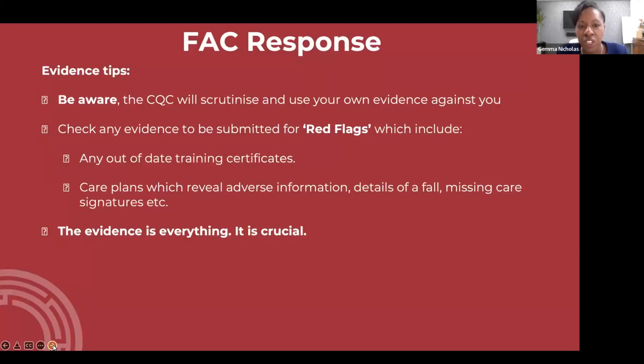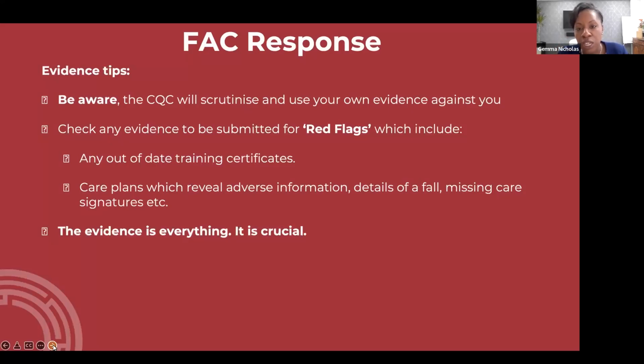Thanks, Oliver. So in terms of the factual accuracy response, as Oliver said, evidence is everything. Evidence is crucial. The strength of your factual accuracy comment submission is dependent on the evidence that you submit. You could actually be submitting quite a lot of evidence. It can range from audits, newsletters, meeting minutes, photos, as well as copies of your electronic records. But be aware the CQC will scrutinise and possibly use your evidence against you.